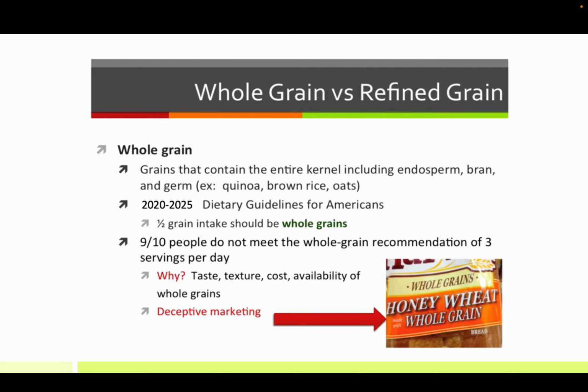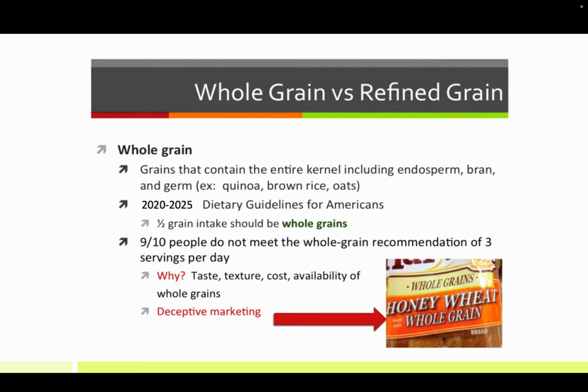Now, shifting gears away from carbohydrates that actually sweeten foods, I wanted to touch on complex carbohydrates, especially whole grains versus refined grains. Now, whole grains are those that contain the entire kernel, including the endosperm, bran, and germ. Some examples of these are quinoa, brown rice, and oats.